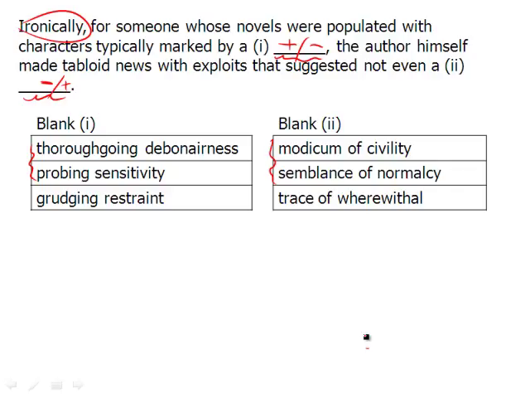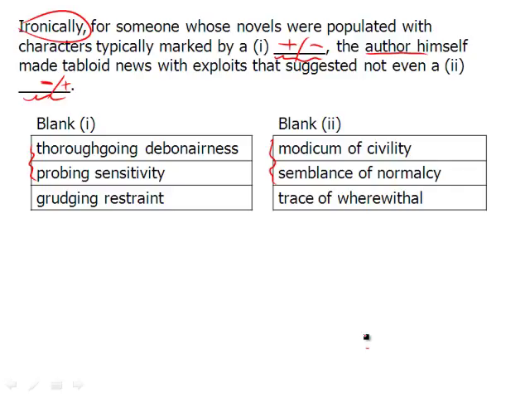For someone whose novels were populated with characters typically marked by a blank. So someone writes a book, they have characters who are one way. This author himself is the other way. Do we know anything more than that? Is this sentence completely vague?